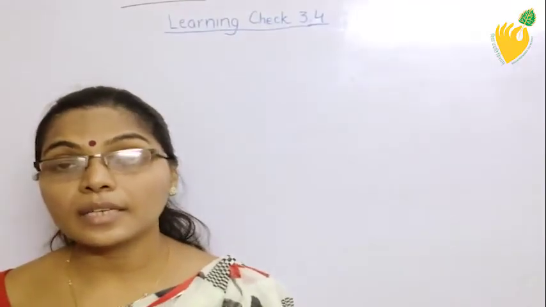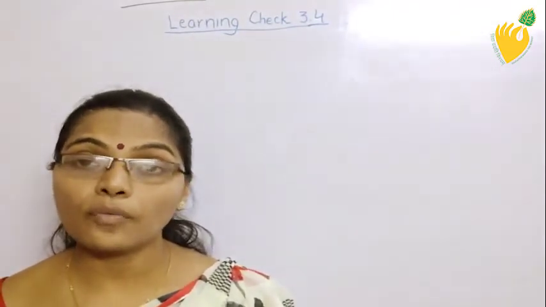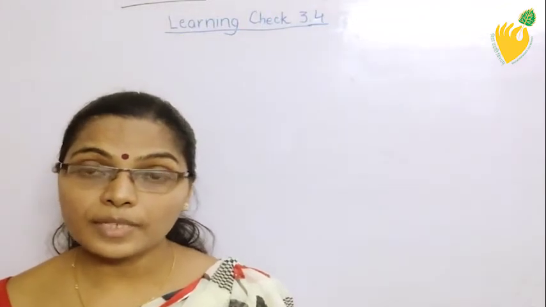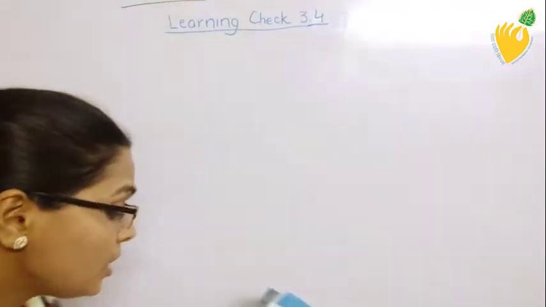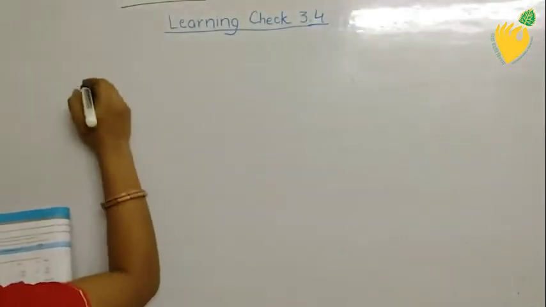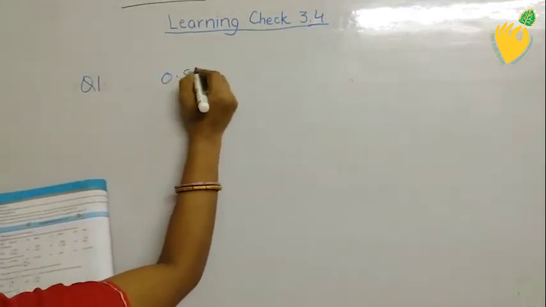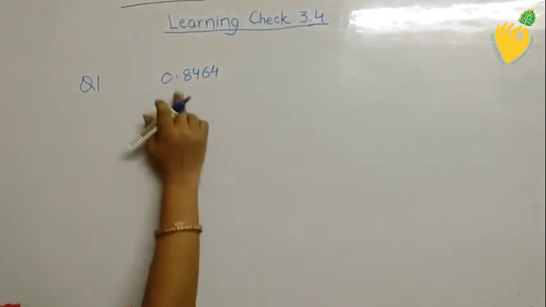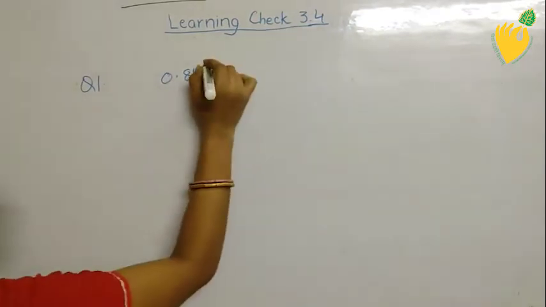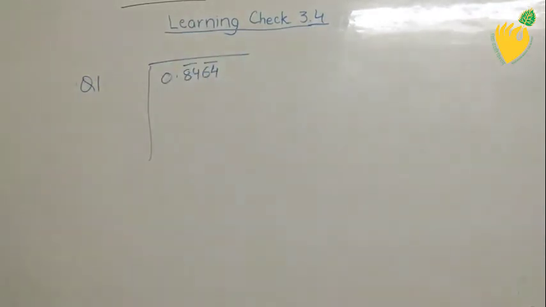Now students, let's start the learning check 3.4, in which we will learn methods to find the square root of decimal numbers, fractional numbers, and how to estimate a square root. So the first question is the square root of 0.8464. You have to find the square root of a decimal number, that is 0.8464. The method is the same, students. We will make the pairs and make the sign of the division method of a square root.